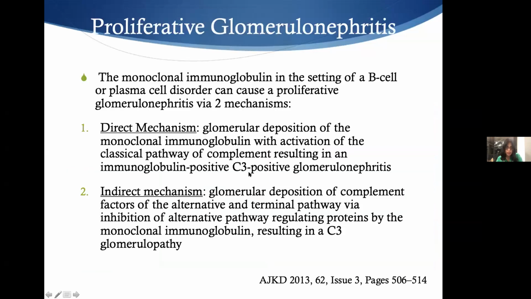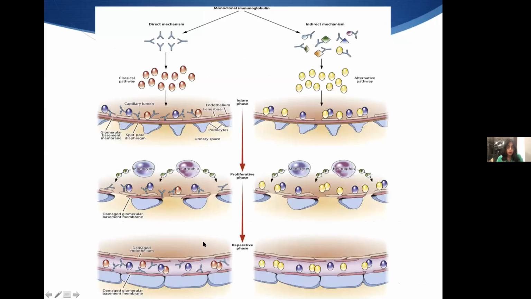The other mechanism is the indirect mechanism, where you get glomerular deposits of complement factors of the alternative and terminal pathway. Why does this happen? Because you get inhibition of the alternative complement pathway by the light chains. Let me show you. On one side, here is your monoclonal immunoglobulin up there. And then on one side, you have a direct mechanism. This is your light chains. And then these light chains will activate the classical pathway, and then they're going to deposit here on the glomerular basement membrane, and then you will get neutrophils and monocytes, you get your full-blown proliferative glomerulonephritis, and you get damaged endothelium, and you get your immune complex deposits.